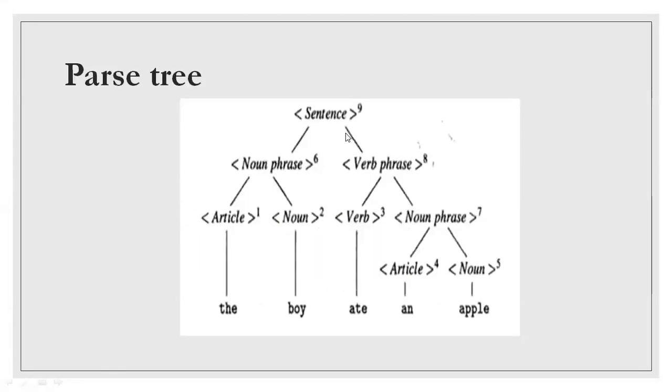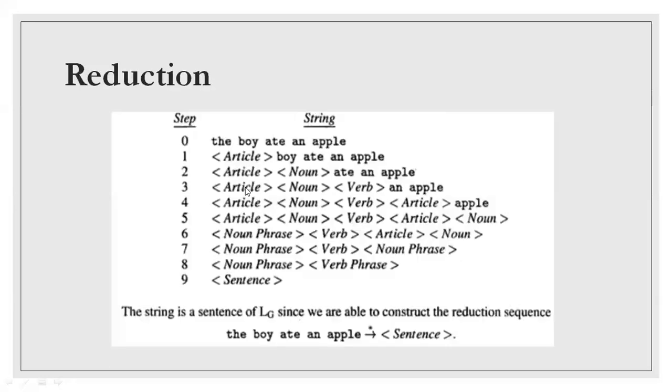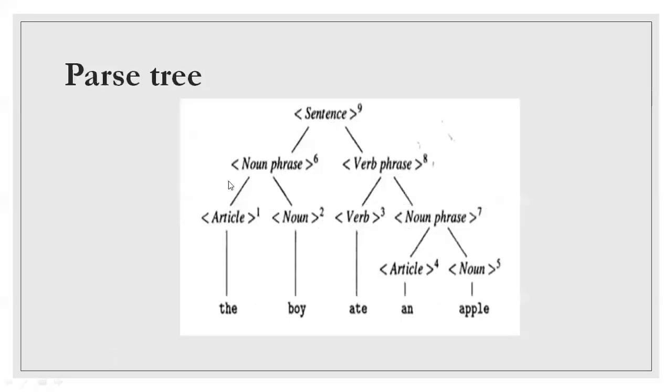Next is parse tree. Whatever we have done in the reduction, the same is reflected in terms of parse tree. Here, bottom-up approach is there. Keep in mind. Parse tree: the boy ate an apple. So what is the first thing you are going to do? You are going to write: the is article. Here, the number indicates steps. Boy is noun. Ate is verb. An is article. Apple is noun. So 1, 2, 3, 4, 5. That is what we have written.